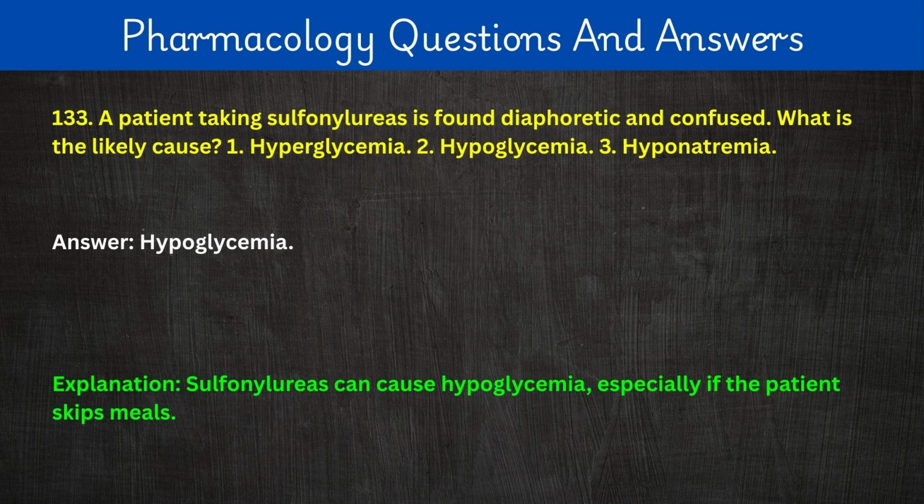133. A patient taking sulfonylureas is found diaphoretic and confused. What is the likely cause? 1. Hyperglycemia. 2. Hypoglycemia. 3. Hyponatremia. Answer. Hypoglycemia. Explanation. Sulfonylureas can cause hypoglycemia, especially if the patient skips meals.